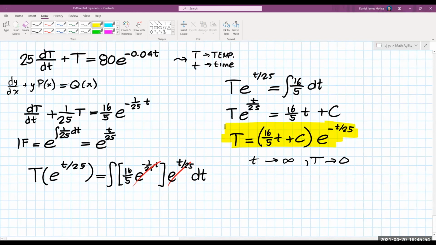So that's it for linear ordinary differential equation. Let's go back to Sir Michael.